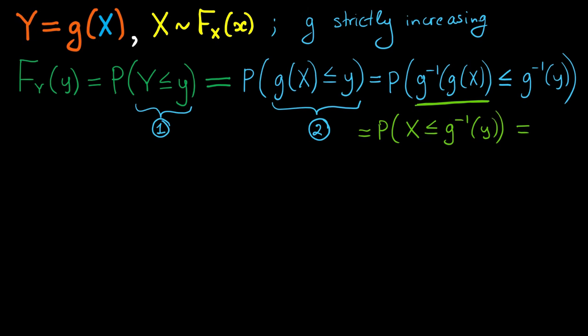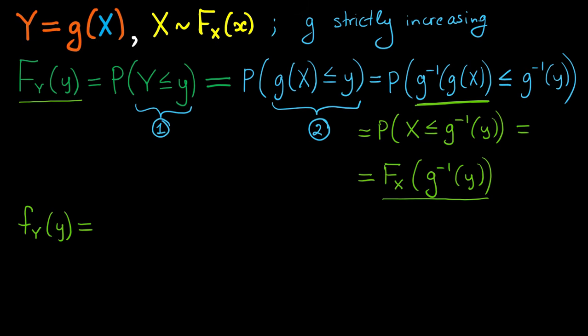But now we recognize this as the CDF of x evaluated at the value g inverse of lowercase y. And there we have it. We have derived the CDF of random variable y in terms of the CDF of random variable x and the inverse of the function g. And if we were after the PDF of the random variable y, well, we can get that by taking the derivative of the CDF.